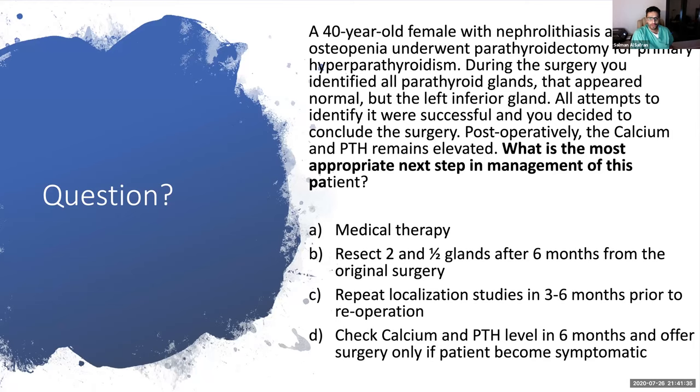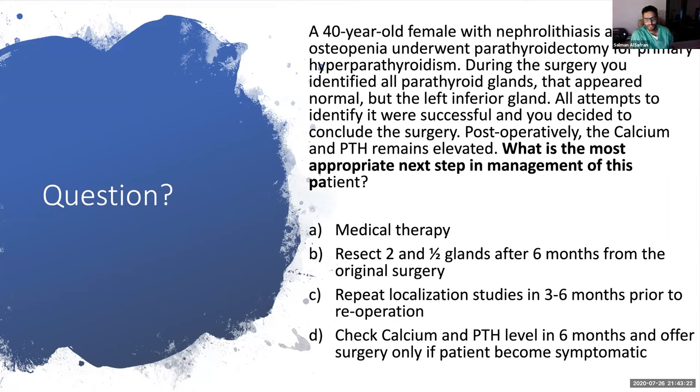All attempts to identify it were unsuccessful. So you were not able to identify it, okay? And you decided to conclude the surgery. Postoperatively, the patient remained hyperparathyroid. What is the most appropriate next step in the management of this patient?